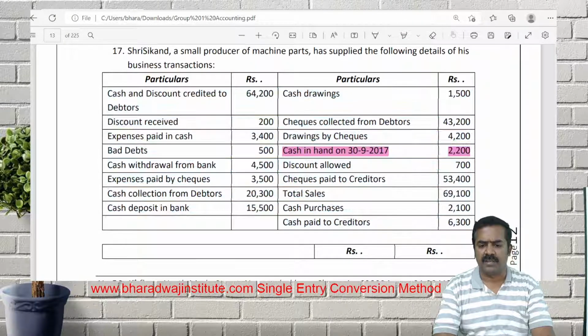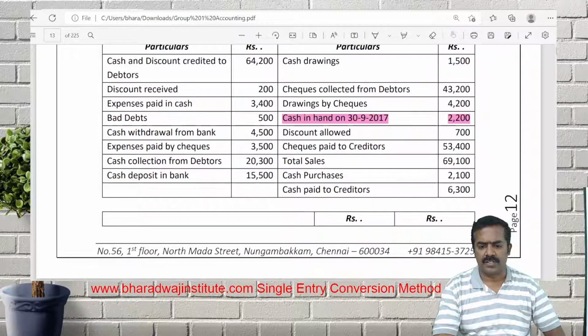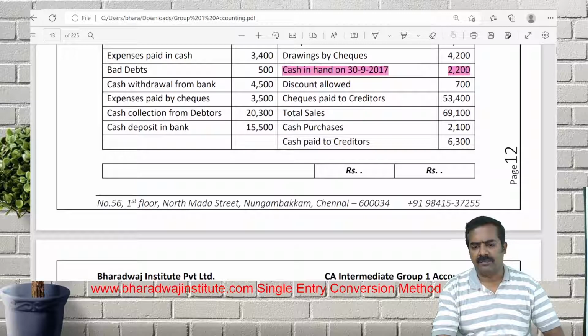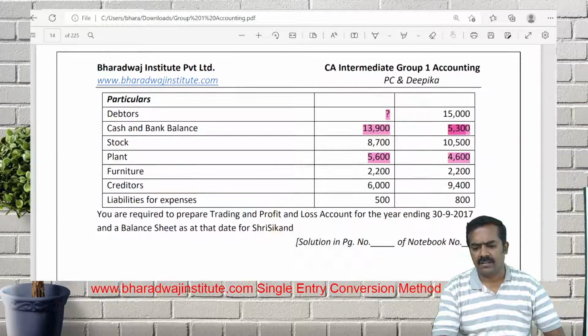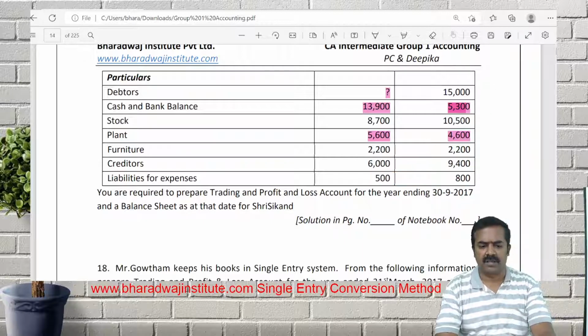Any information given regarding sale or purchase of plant? No, so the difference is depreciation. Furniture, there is no change. Creditors balance and outstanding expenses are given. We have to prepare the trading and P&L account and balance sheet.